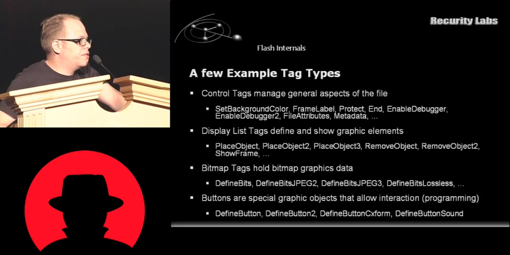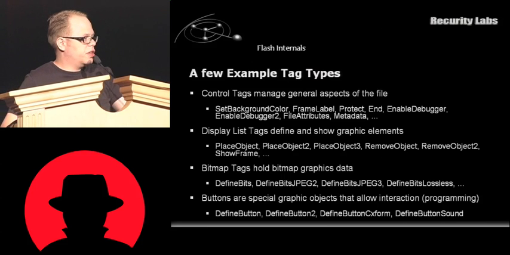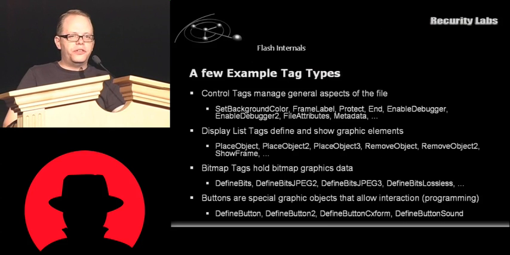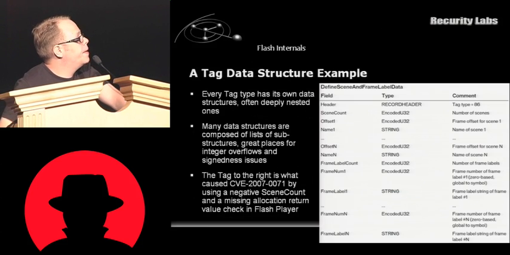There's bitmap tags, so you have JPEGs and BMPs and all that type of stuff. And then they have a special graphic object they call a button. There's, again, a defined button and defined button 2, and a couple of other things. And they're used for interactive programming. So if you click on stuff, then stuff should happen.